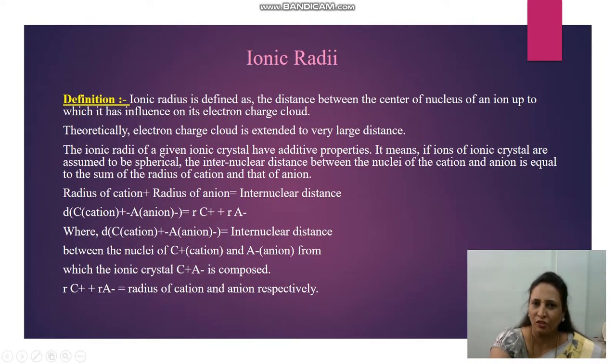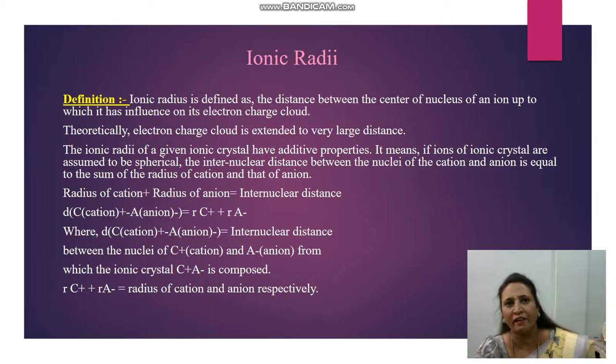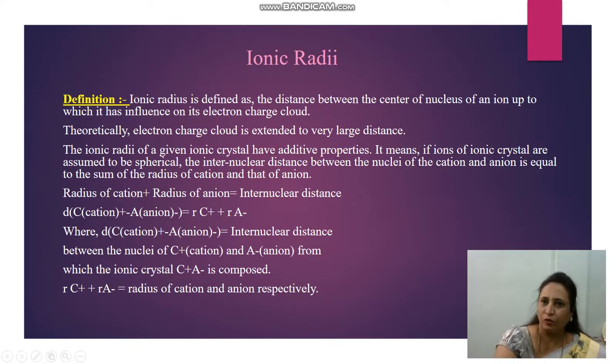Now what is the definition of ionic radii? Ionic radius is defined as the distance between the center of the nucleus of an ion. Here the new word is "of an ion", which is not present in atomic size. So it is the distance from the center of the nucleus of an ion up to which it has influence on its electron charge cloud.